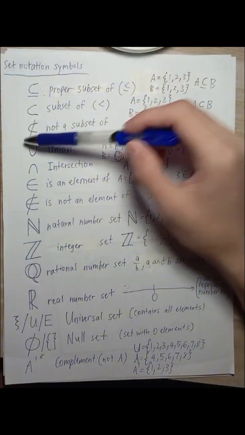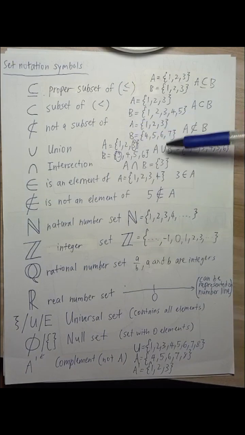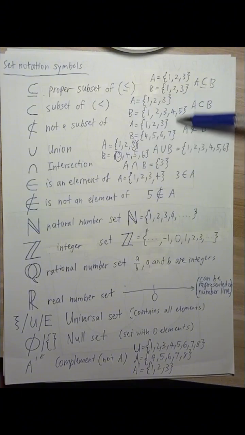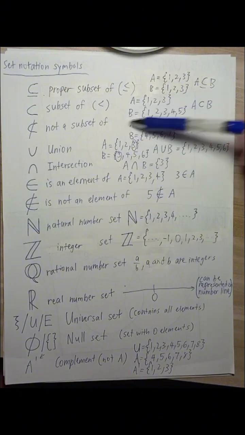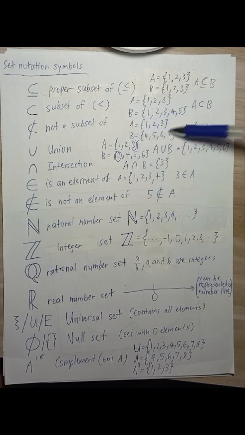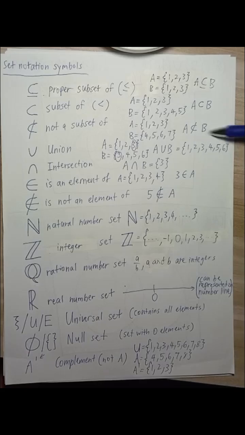And this symbol represents not a subset of. So let's say the largest set B has 4, 5, 6, 7, while A has 1, 2, 3. You see there are no elements that are equal inside, and 1, 2, 3 is not inside B. So A is not a subset of B.